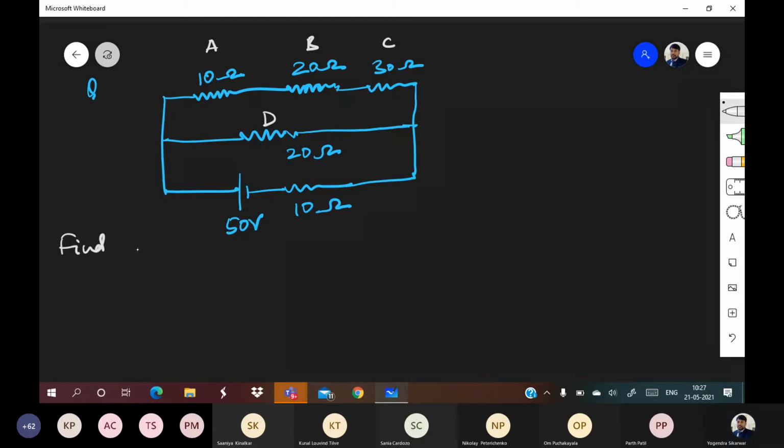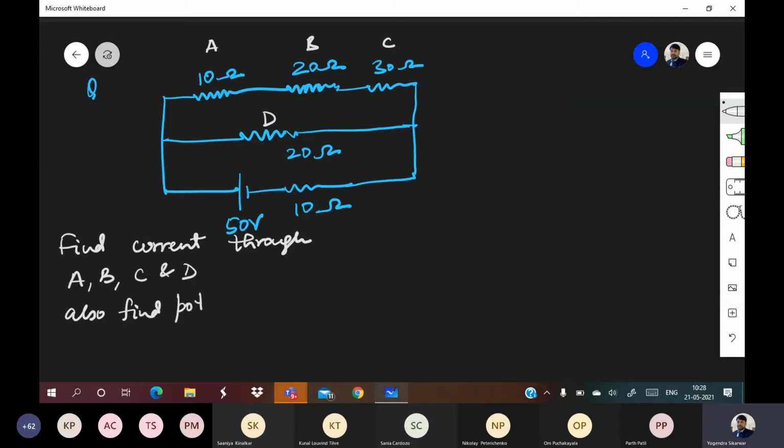Find current through A, B, C, and D. Also find potential drop across each. Please find.